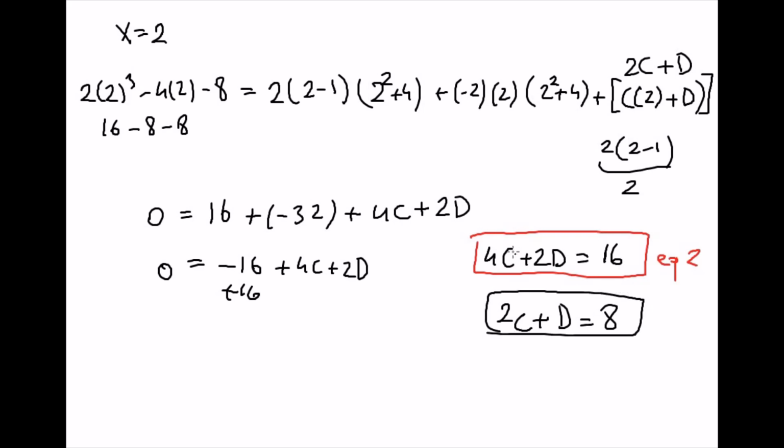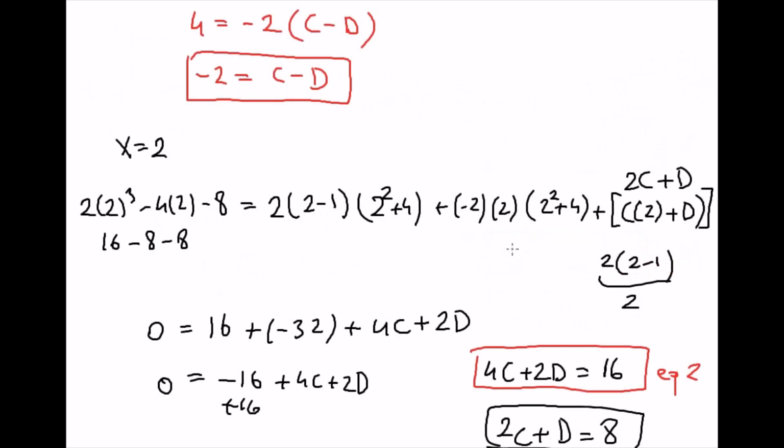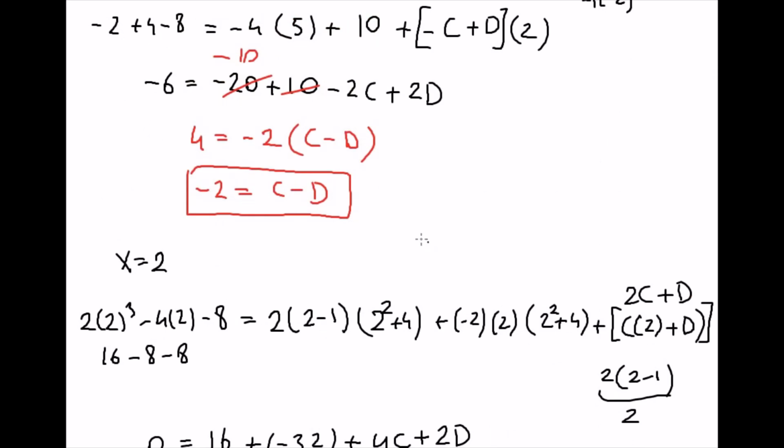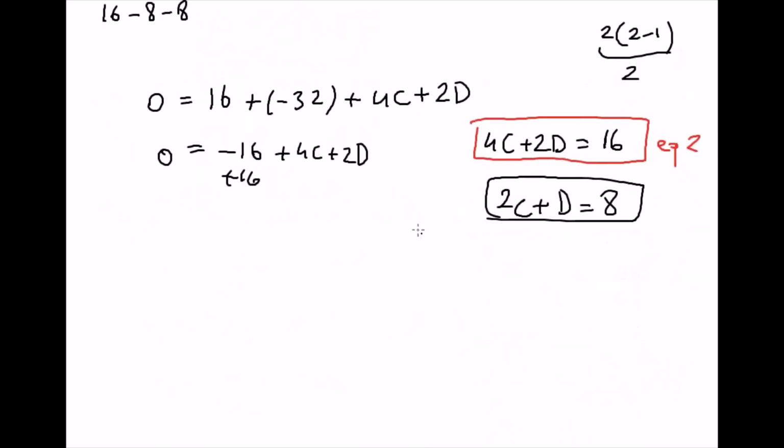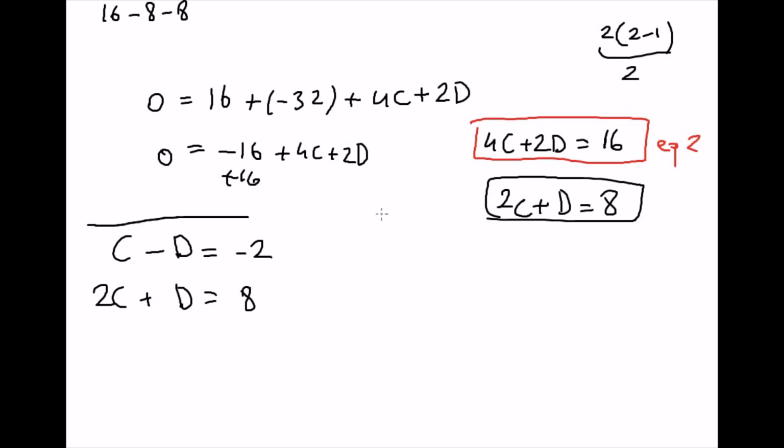Now equation 1 and equation 2 are helpful to solve the system of equations. We have c minus d is equal to negative 2, and 2c plus d is equal to 8. We can use one of the methods: elimination, substitution, graphing, or even the matrix. But this is too simple, so let's use the elimination method directly.